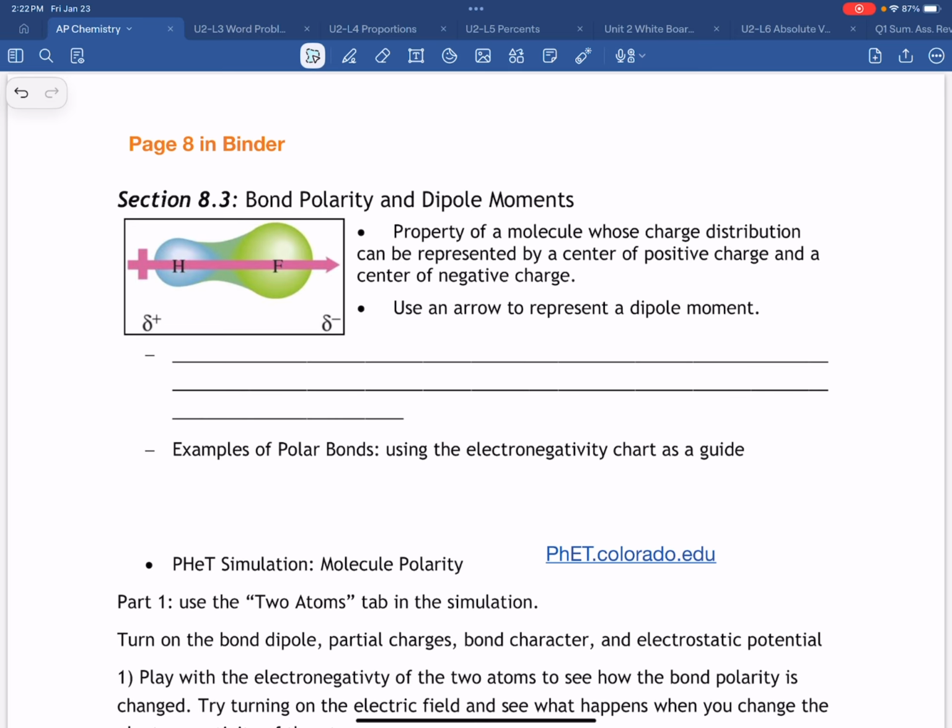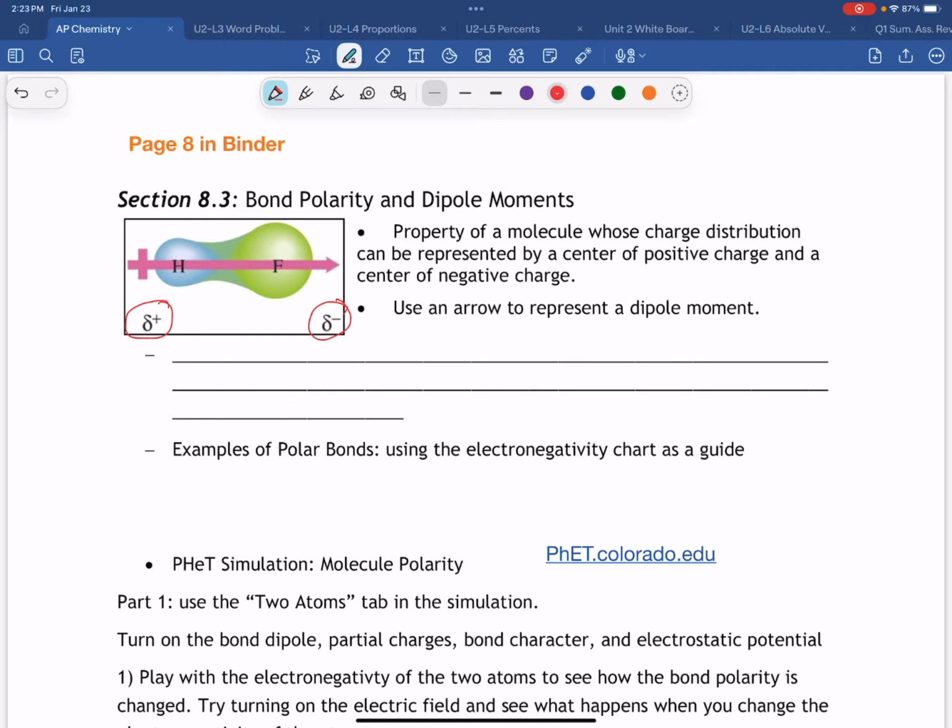And notice that we have the big green blob on the F and the blue blob on the hydrogen. What that represents is that fluorine has a higher electron density than hydrogen. Okay, so there's a couple of things to point out to you here. First of all, if you look carefully, we can see that we have these delta plus and delta minus. What that means is that we have a partial positive charge on the hydrogen and a partial negative charge on the fluorine.